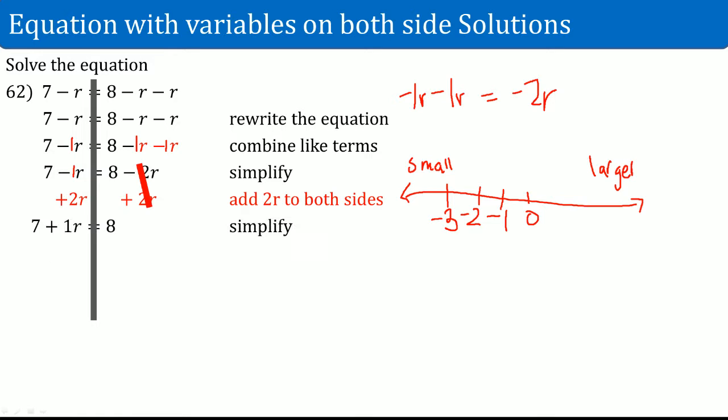That cancels out. Becomes 7 plus 1r. Negative 1r plus 2r becomes positive 1r. Subtract 7 from both sides, you get r equals 1, because 8 minus 7 becomes 1. Okay? All right, so that is prominently what is going to appear on your quiz or a test.